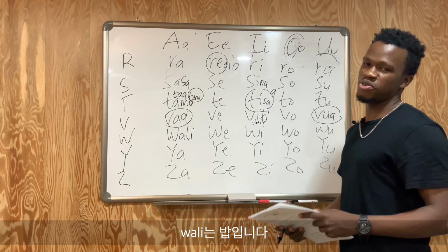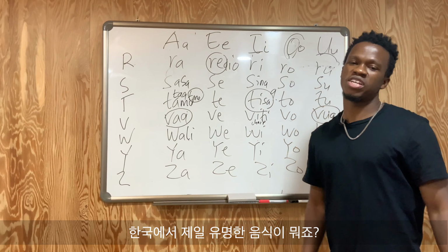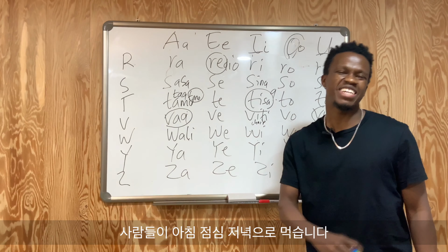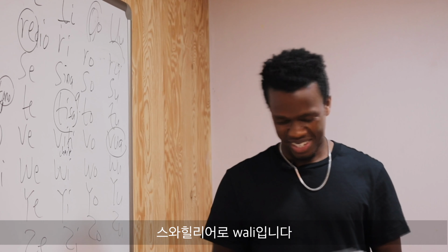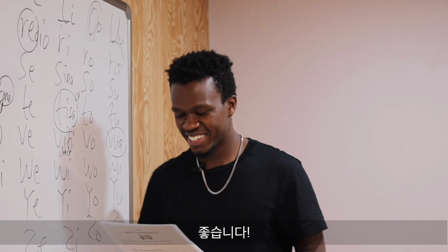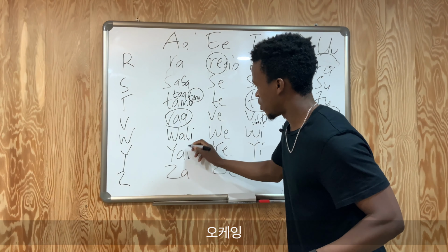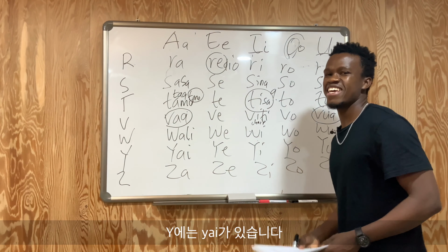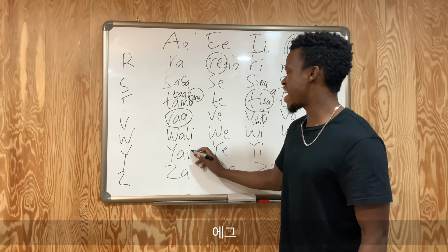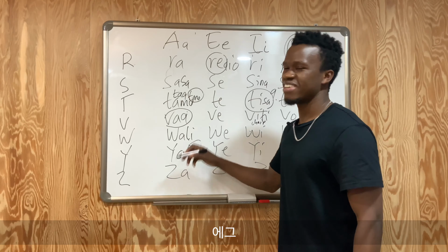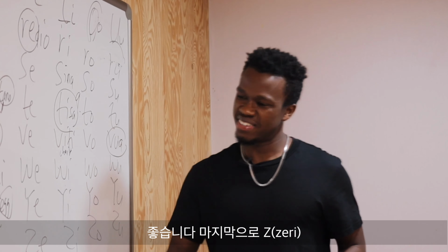All right. Oh, here we have another word called wali. Wali is a food. What is the most famous food in Korea, that people always eat for breakfast, lunch, and dinner? It's rice. That's wali in Swahili. All right. Y, we have yai. Yai is egg. Yai. Egg.